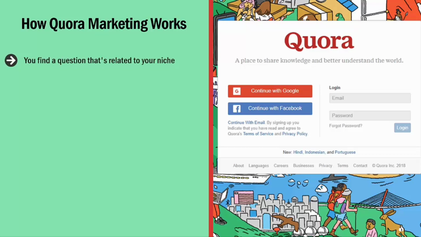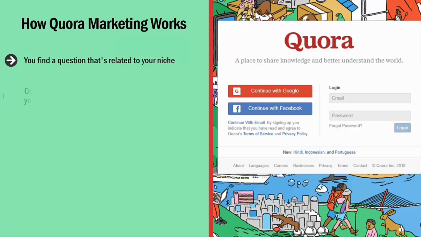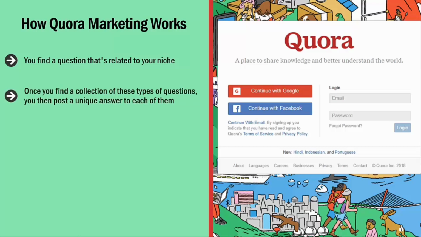Regardless of how you find a question, the question must be directly or closely related enough to the problem solved by the product you are promoting. Once you find a collection of these types of questions, you can then post a unique answer to each of them. Your answer must relate directly to the question. You're not dodging the question, you're not just dropping a link, you're not spamming. Instead, you have to answer the question directly. Otherwise, you will get banned.